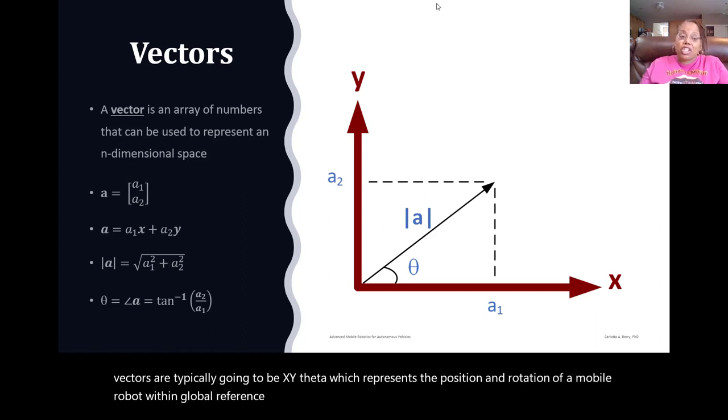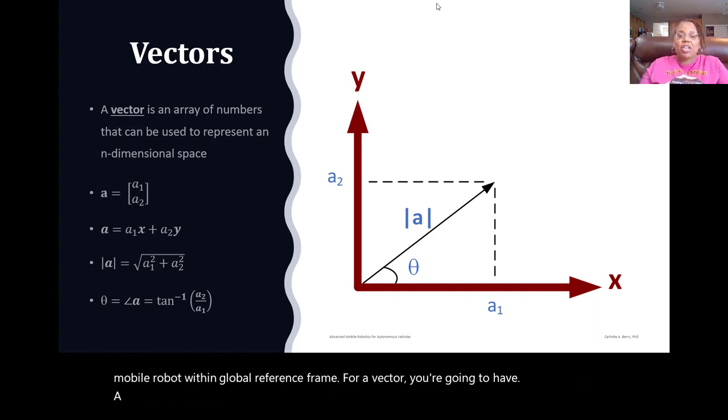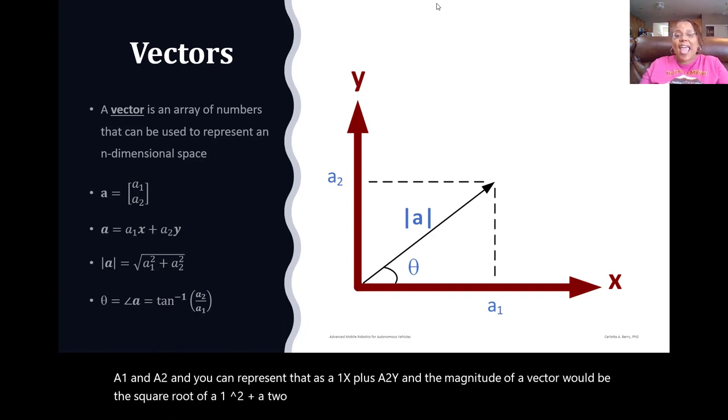For a vector, you're going to have A1 and A2, and you can represent that as A1x plus A2y, and the magnitude of a vector would be the square root of A1 squared plus A2 squared, and the angle theta would be the arctangent of A2 over A1.